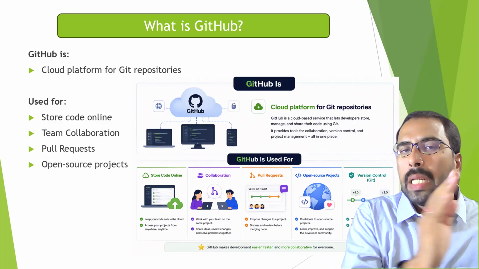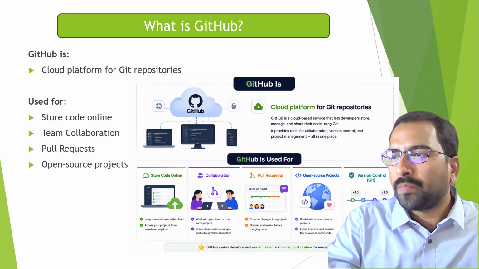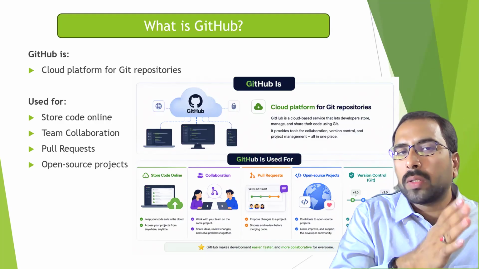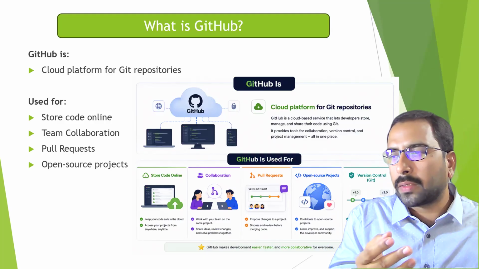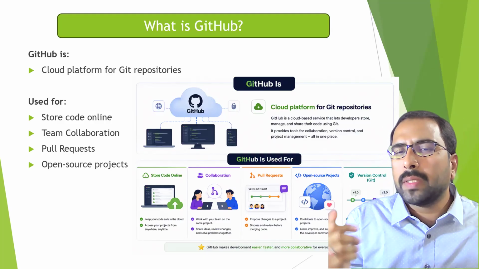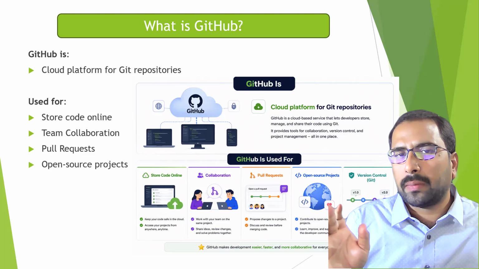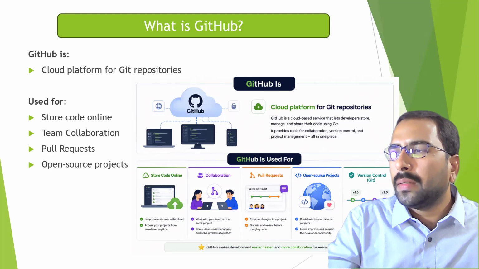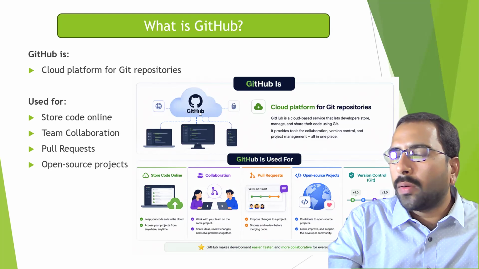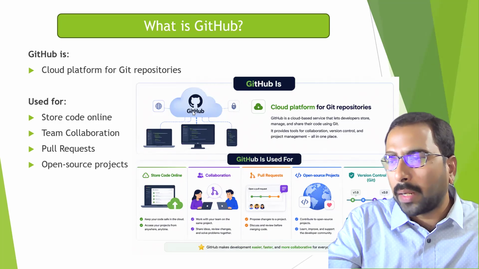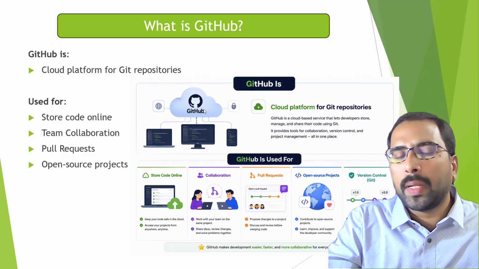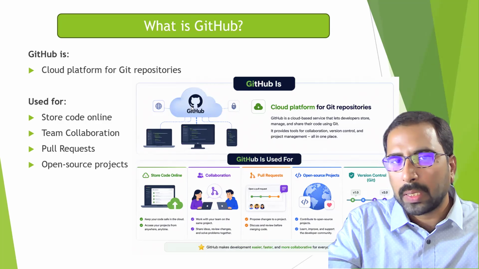Git is a tool. GitHub is a service. Git is installed in the local system, the developer's system. GitHub is similar to a website. It is a website, a cloud service. Here you are going to store your complete project code.